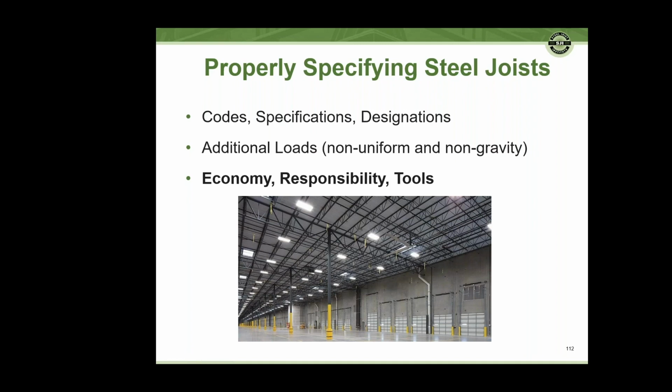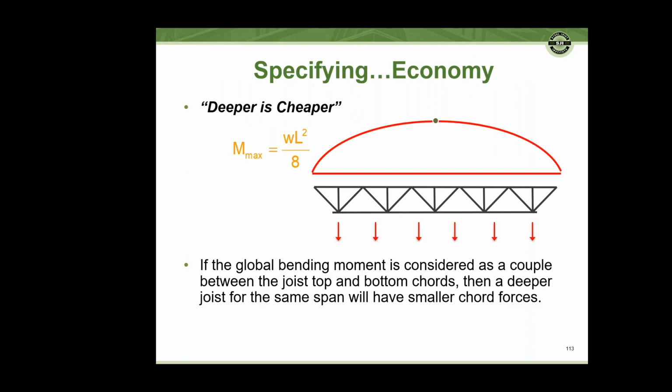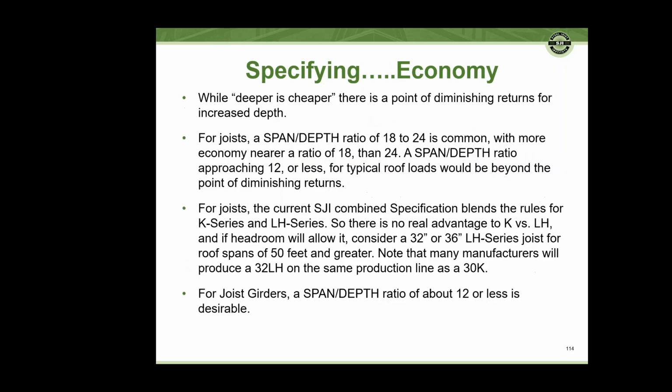Okay, we will finish with three subtopics, which are economy, responsibilities, and tools. A good rule of thumb for economy, and a phrase within the industry, is deeper is cheaper. So if we take the global bending moment and consider that as a couple between the joist top and bottom chords, then for our global moment of WL squared over 8, the deeper the joist is, the larger that couple distance is from the top and bottom chord, and we'll get smaller chord forces and we gain economy.